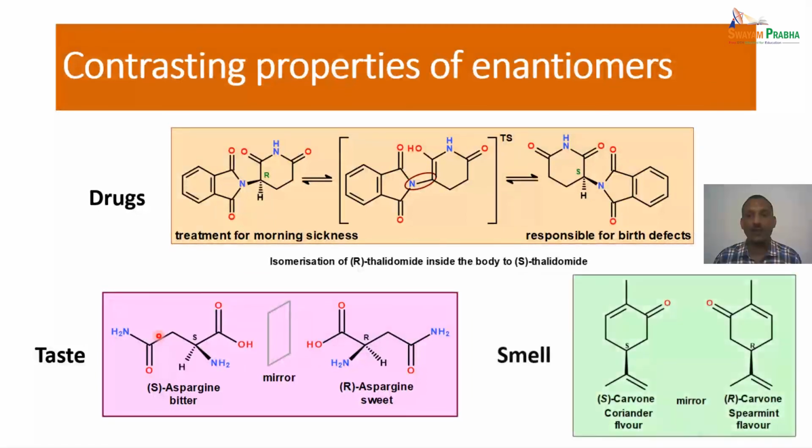The same way, if you look at smell, S carvone has a coriander flavor, whereas its mirror image, R carvone, has a spearmint flavor. So these two have two different smells. In other words, each enantiomer will have a very specific function. It may be its smell, taste, or drug action. That is the reason we have to be very careful in choosing the right enantiomer when we are using it as a drug candidate.